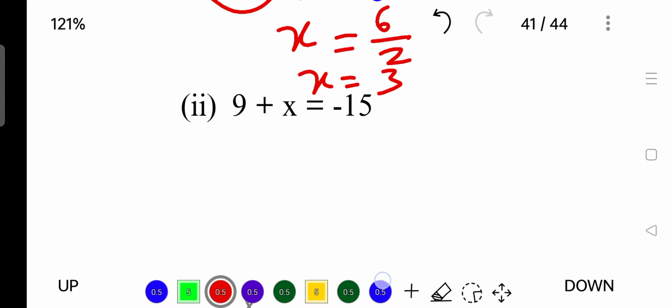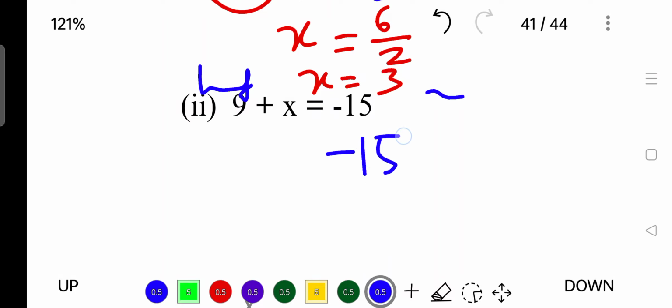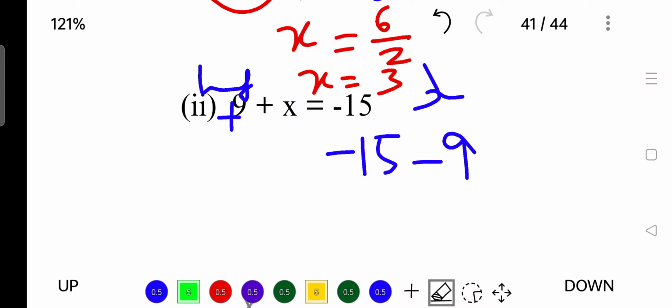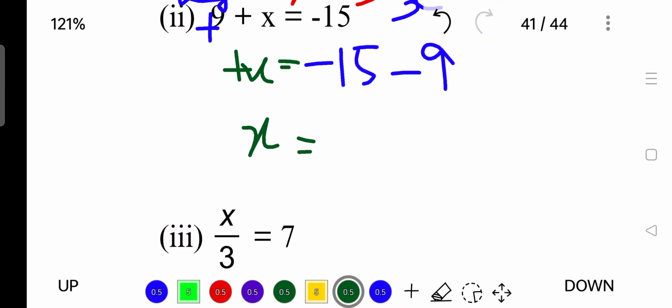Next, I can do the same. I label as huruf and number first. Negative 15 is at the right place, but plus 9 is at the wrong place. So I move it there. It becomes minus 9. And this plus x, I just leave it as it is because it's the right place. X, I don't really have to write the plus, right? The positive sign. So the answer here is negative 24.